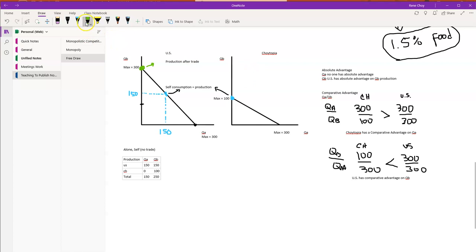By the same token, if we want to collaborate, Choitopia would have to produce whatever they have a comparative advantage in, which in this case is QA. So they would have to switch their entire production point all the way down here. And this will have to be their production after trade. All right, now let's take a look at what would happen if we were to do that. So this is production after trade.